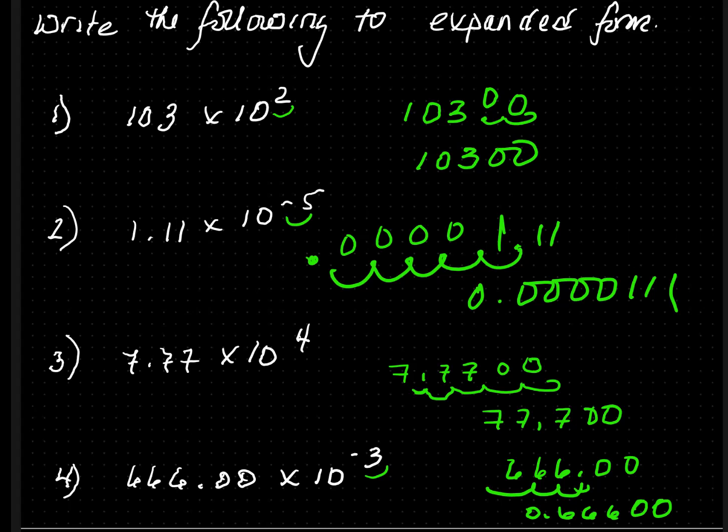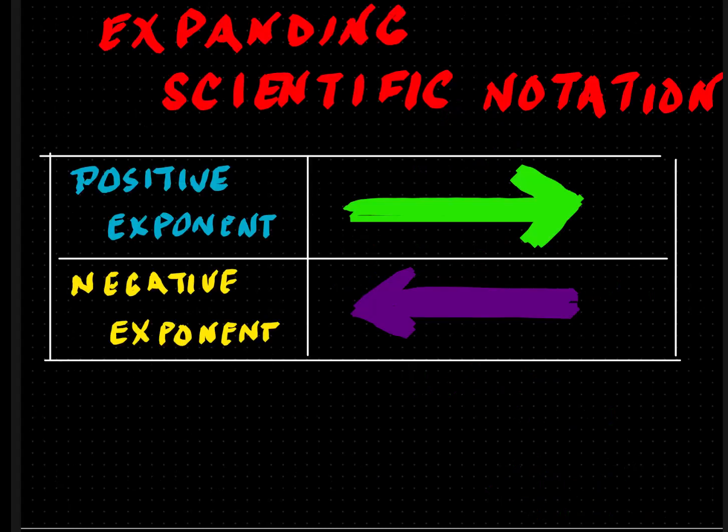If you notice, sometimes I include zeros at the end. So when we are expanding scientific notation, whenever the exponent is positive, we move the decimal to the right. Anytime the exponent is negative, we move the decimal to the left. Just think it through. A positive exponent means the number is really large. A negative exponent, the number is really small. And you move in the direction appropriate.